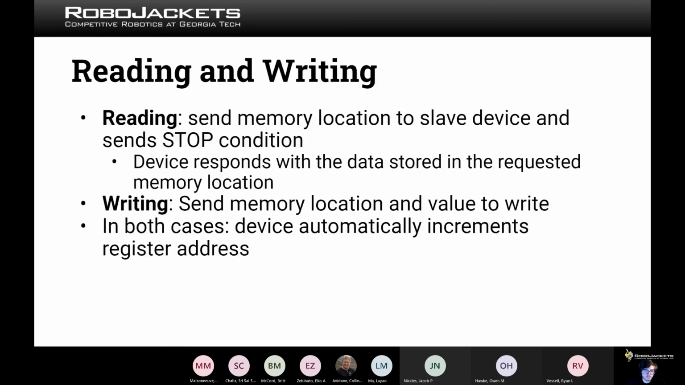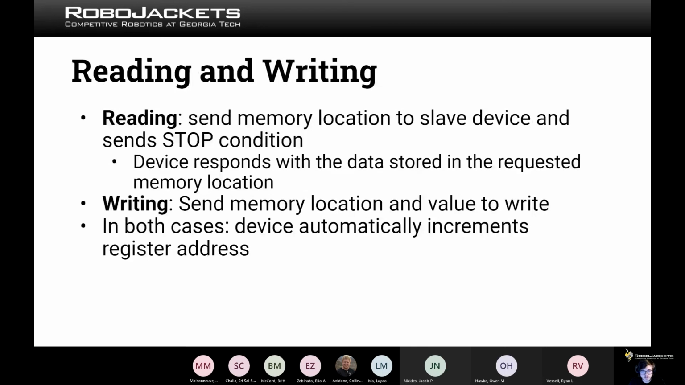You'll be using that. The library is going to include that, kind of handle that. But when reading, you send the memory location to the device and send the stop condition in the Wire library, and then the device will respond with the data stored in that requested location. And then writing is, I guess, more straightforward. You're just saying, okay, please go to this place and write this value, or write this register, right?